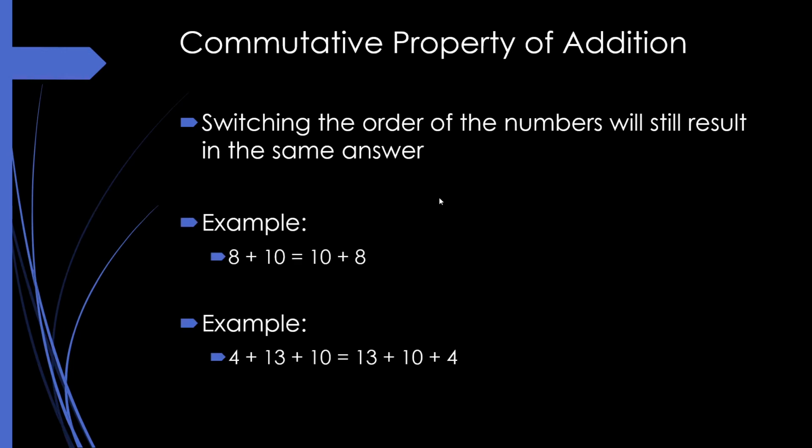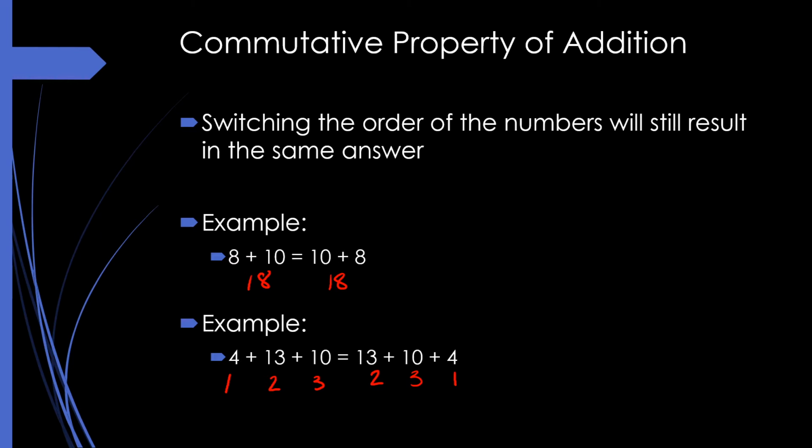Okay, so here are two examples of what that could look like. On this first one here, I have 8 plus 10, and if I were to switch the order, I'd have 10 plus 8. Regardless of whichever number comes first, I'm going to get 18 both times when I add my numbers. Down here is another example with three numbers. So I have 4 plus 13 plus 10. I have my first number, second, and third. When I reorganize them over here, they're in a different order, but when I add them together, I still get the same answer.